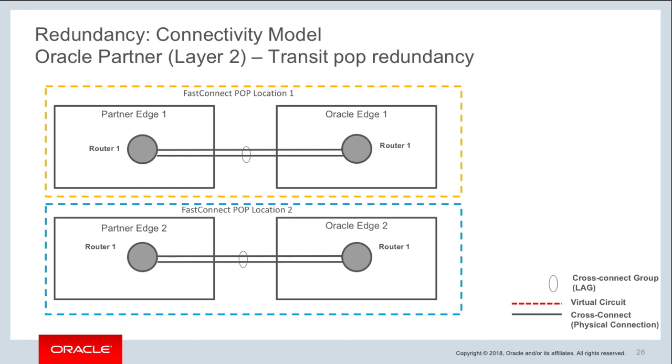For instance, in the case of a partner, if the partner is connected to both transit POP locations and you're looking for transit POP redundancy, you can create a virtual circuit on top of each individual transit POP. In this way, you'll have transit POP redundancy with a partner as well.